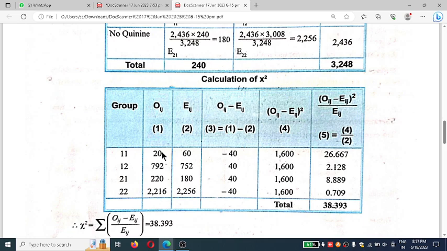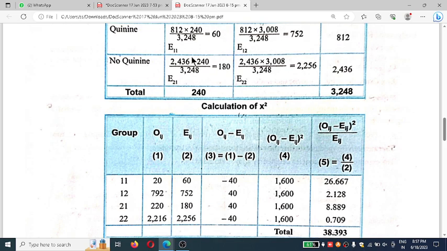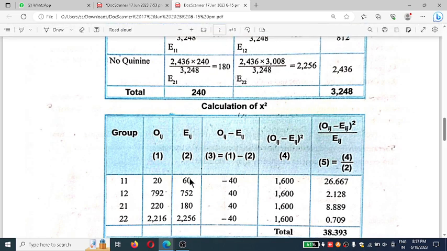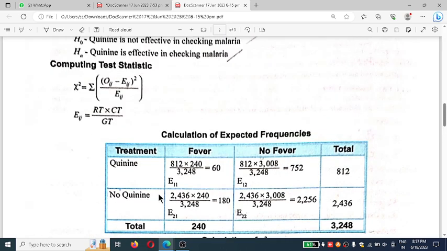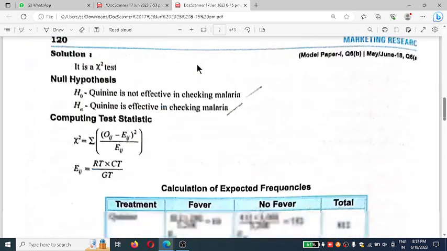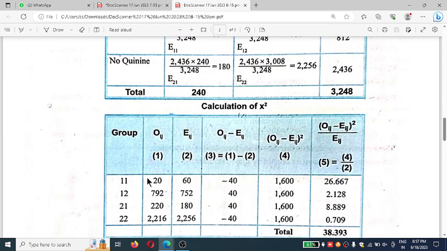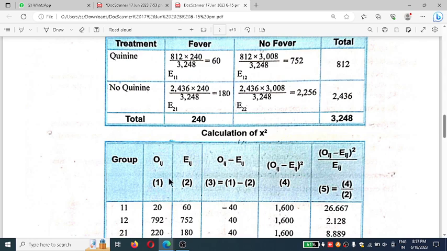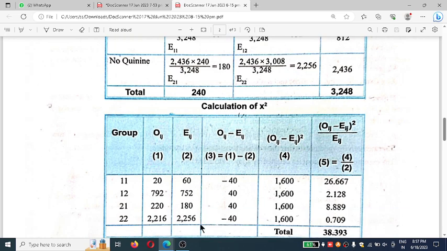For the 20 cell, you got the answer 60, so you are writing it here. Again, how many cells do you have, students? See here in the question: 20, 792, 220, 2216. Here you are writing the answers for each cell: you got 60, 752, 180 and 2256. You are writing the answers here.